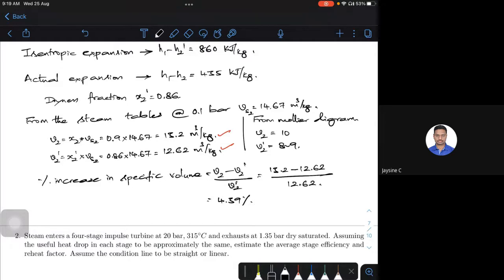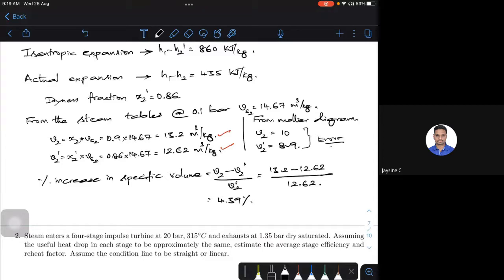The better way is to get the X value, take the specific volume for dry steam from your steam tables, and then do the multiplication. This will give a better value compared to taking the specific volume directly from the Mollier diagram, where the errors involved are more. Anyhow, that's also one of the methodologies; either you can take it from the Mollier diagram or this way. Is that clear?